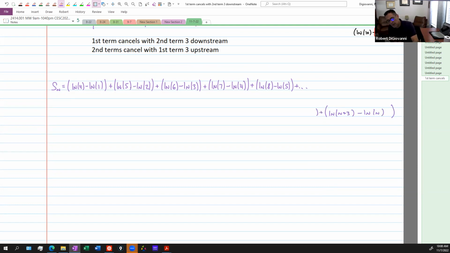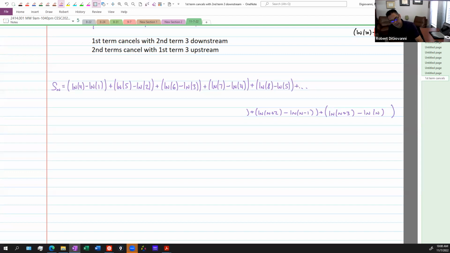What would the one before that one look like? What do y'all think? What would the one right before that look like? Ln n plus 2 minus ln n minus 1. Good. Natural log of n plus 2 minus natural log of n minus 1. So all we're doing is subtracting 1 from each of these, right? Take that one, subtract 1. Take that one, subtract 1.